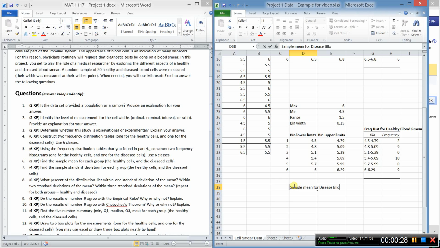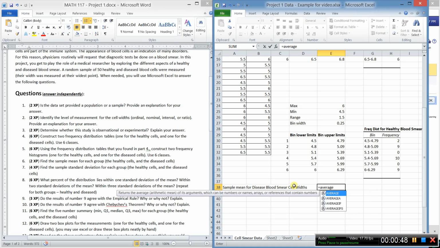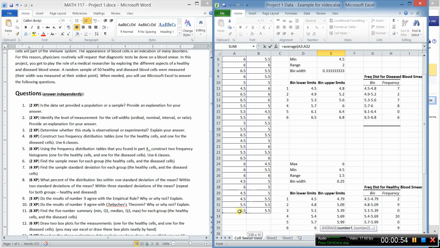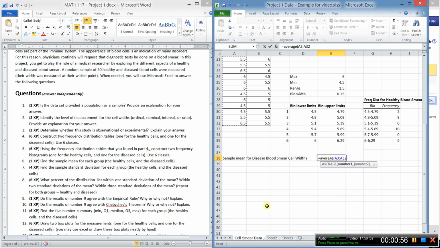Disease blood smear cell widths. Okay, so I'll start with the sample mean. Actually, I'll put that over here. And then there's a function in Excel called average. So I type average, and then I highlight all the data. I'm just going to press on the data with my clicker, and then scroll all the way down. And the parentheses, and there we go.